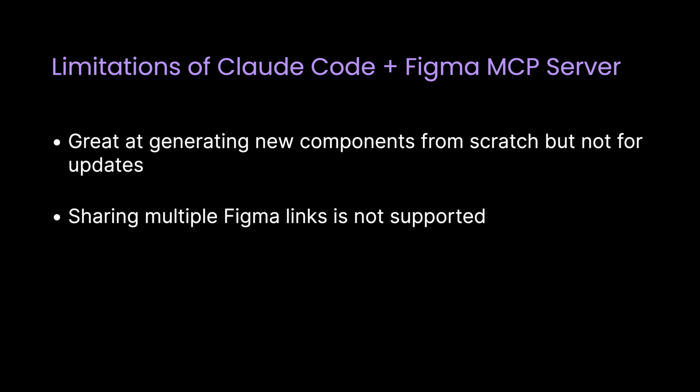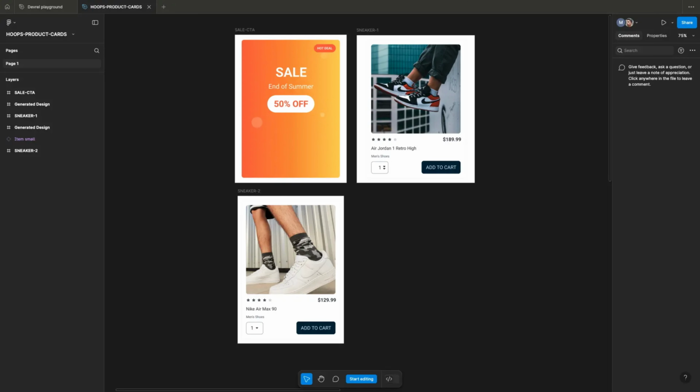Second, sharing multiple Figma links is not supported with the MCP server. If you have a design with multiple states, you need to convert each Figma frame individually, then prompt Claude Code again to combine them into an interactive component. Each step means more tokens, more time, and careful coordination of how the pieces fit together.